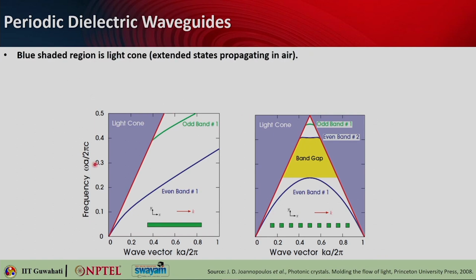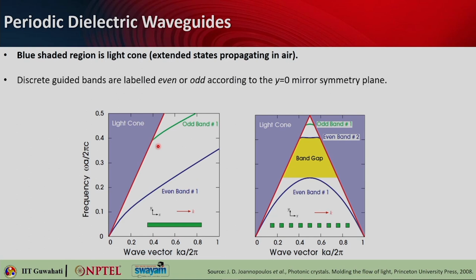As I mentioned, the blue shaded regions in these graphs are basically the light cone. They are nothing but the extended states propagating in air. These are not the guided modes. However, in this region you will have guided modes. They are labeled as even or odd depending on the y equals 0 mirror symmetry plane. Y equals 0 is this particular plane. Along this plane, if it is symmetric, you call it even. If it is asymmetric, you call it odd.